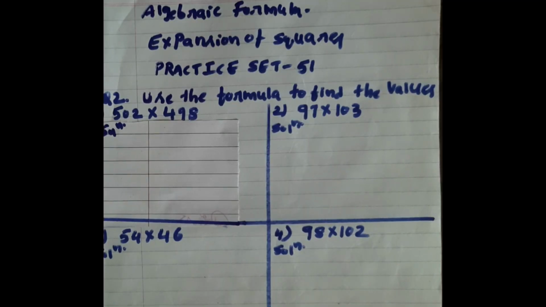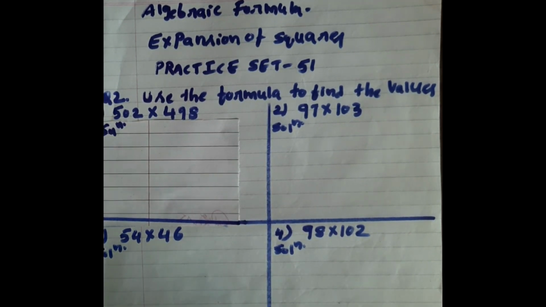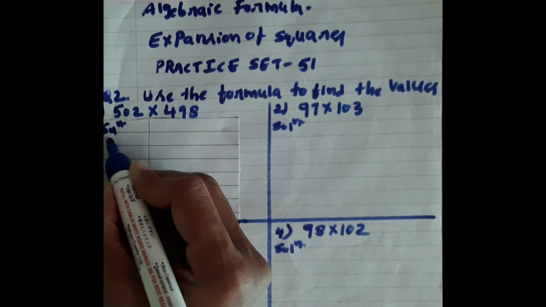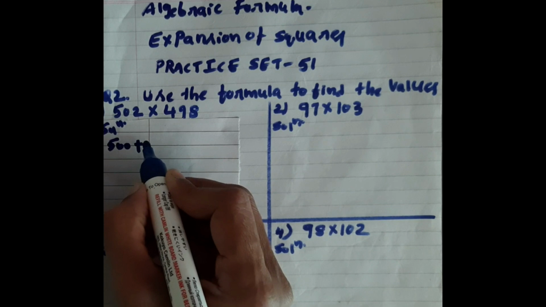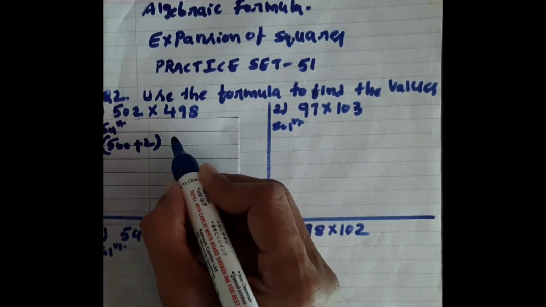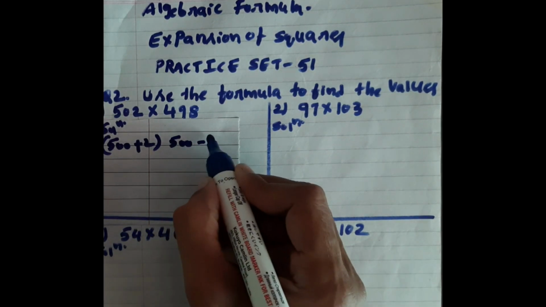Practice set 51, question number 2. Use the formulae to find the values. First question, 502 into 498. This we have to write in the form of binomials. 502 we can write as 500 plus 2. 498 we can write as 500 minus 2.